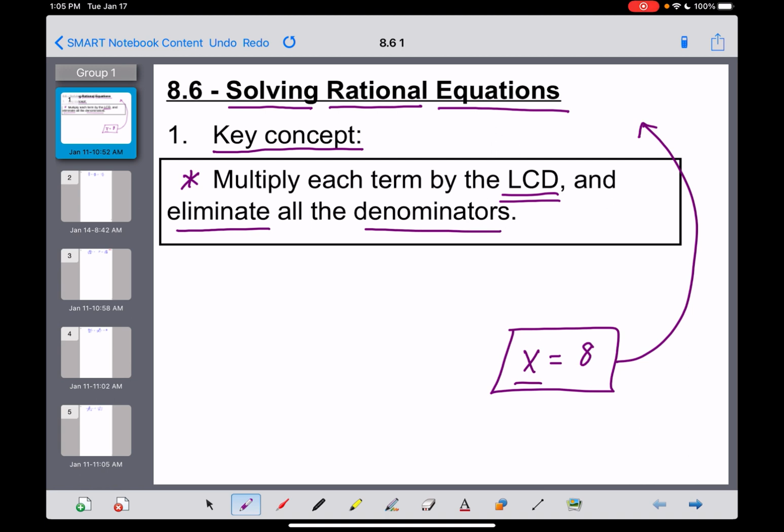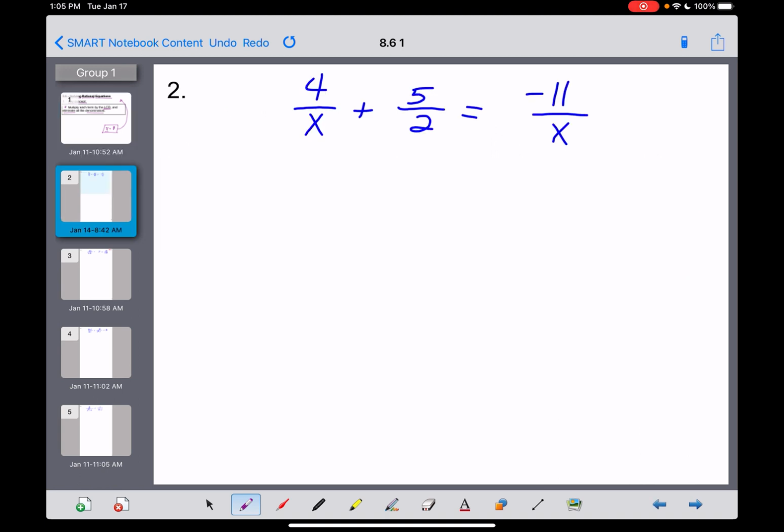So let's dive into our first example here. 4 over x plus 5 over 2 is equal to negative 11 over x. And our job is to solve this equation, meaning find the value or values of x that make this statement true. Now, I don't think this is one you can just look at and say, oh, obviously the answer is x equals 7. This is a fairly tricky problem in that regard. So we're dealing with 3 fractions right here, 2 added together on the left equals 1 on the right. How are we going to handle this?